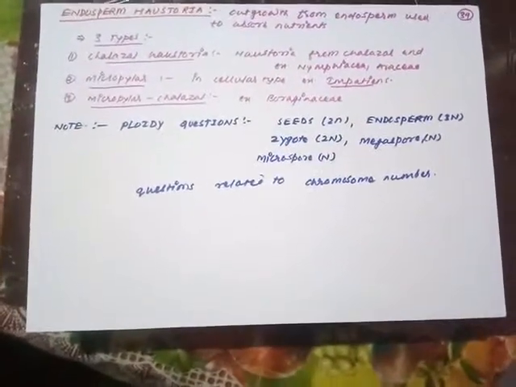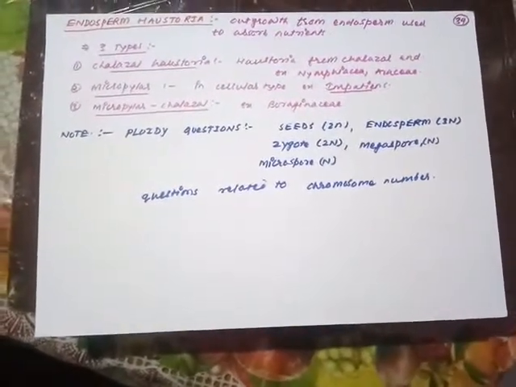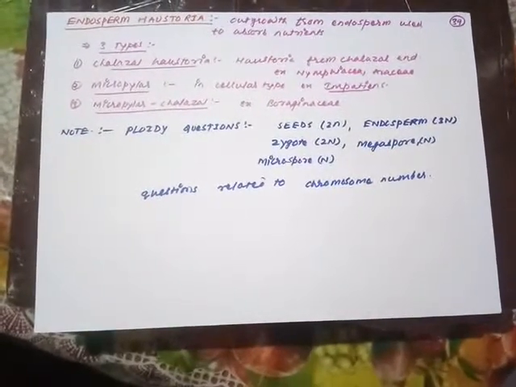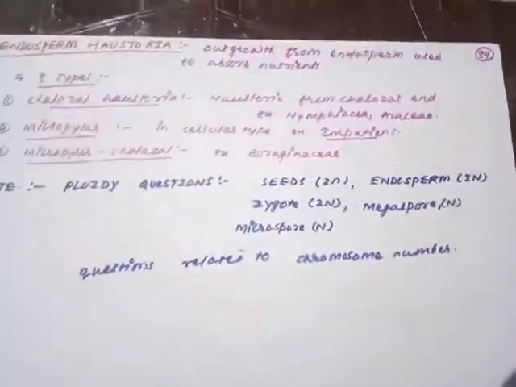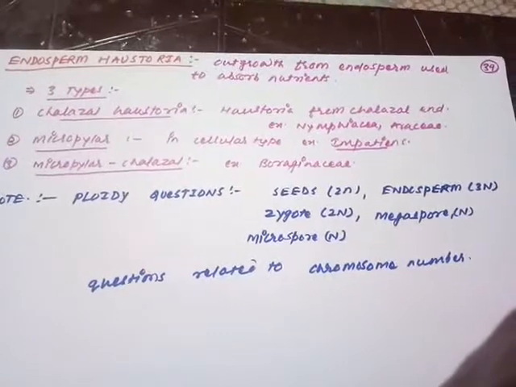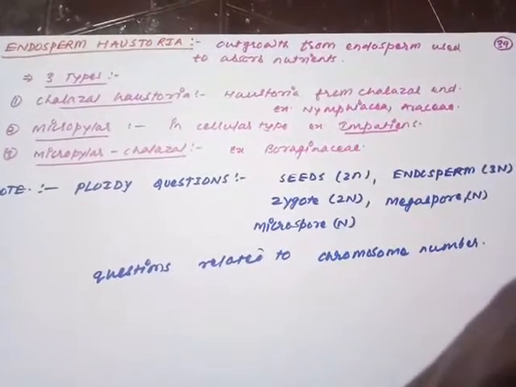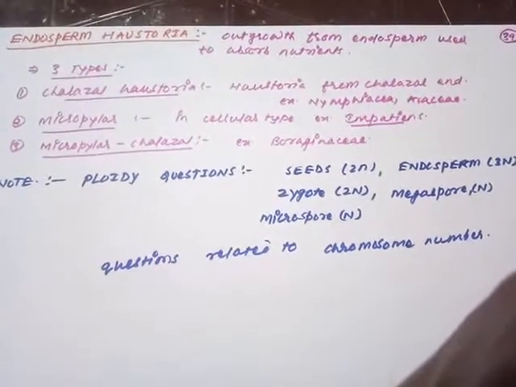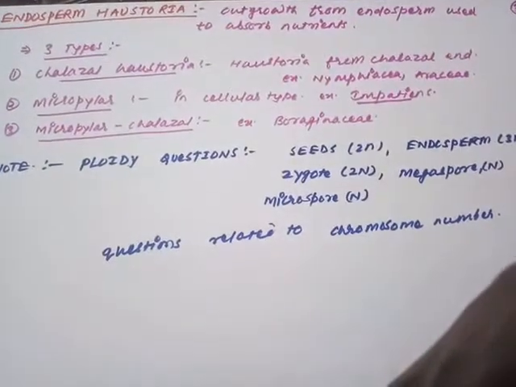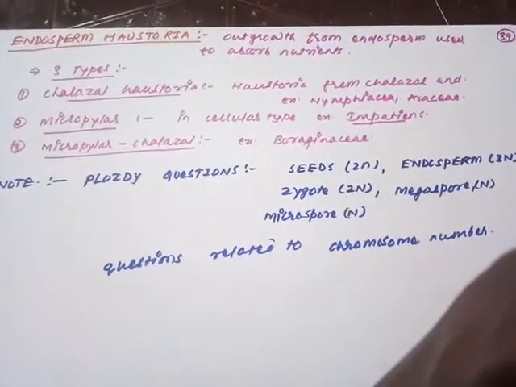These structures are outgrowths projected outward from the endosperm to absorb the nutrient or reserve food material from the other tissues of the embryo sac, and they are called endosperm haustoria. So endosperm haustoria means the outgrowth of the endosperm which is used to absorb nutrition. How many types of endosperm haustoria are there? On the basis of where they originate and from where they derive the nutrition, the first type is called the chalazial haustoria.